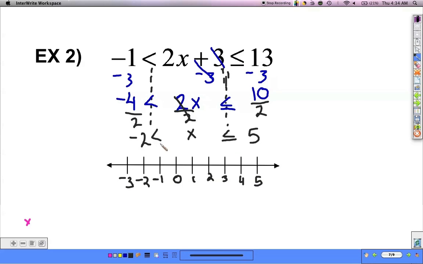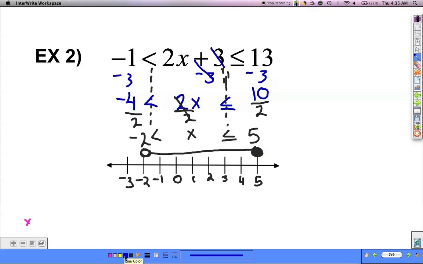The symbol is less than, but it's not saying it's less than negative 2. We know that because it's an AND statement, it's going to be filling in between. But since it's not less than or equal to, I just want to fill in an open circle over negative 2. Then I'm going to go over to 5, and the symbol is less than or equal to, so I'm going to fill in a closed circle. And then, since x is between those two, I just want to connect them.